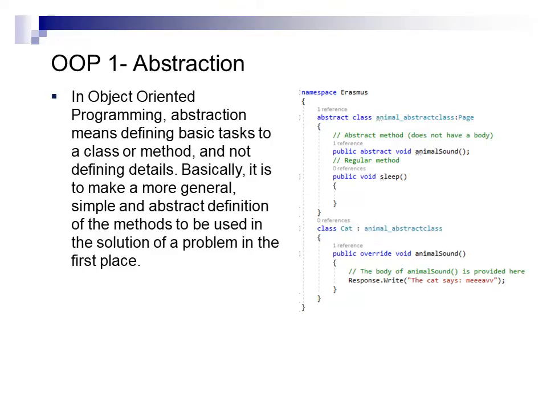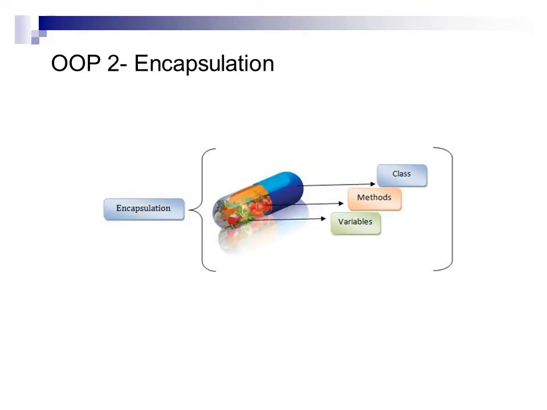OOP, Abstraction. In object-oriented programming, abstraction means defining basic tasks to a class or method and not defining details. Basically, it is to make a more general, simple, and abstract definition of the methods to be used in a solution of a problem in the first place.